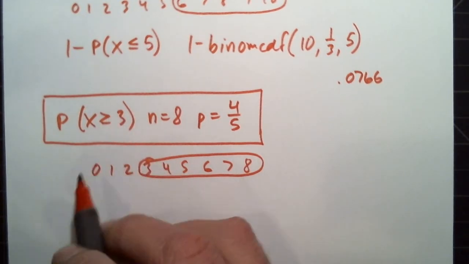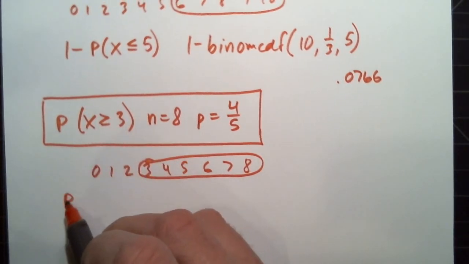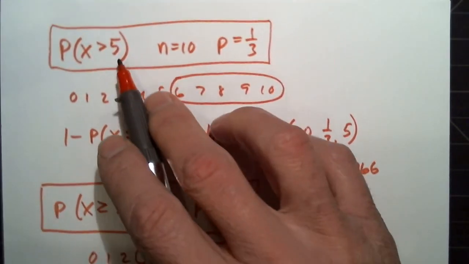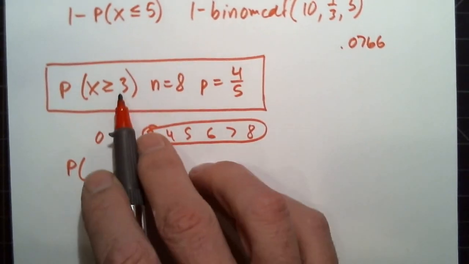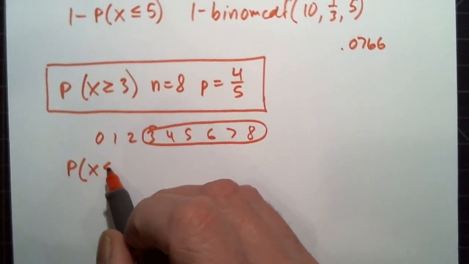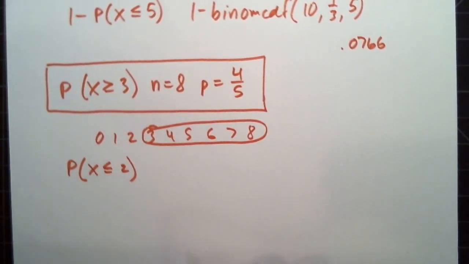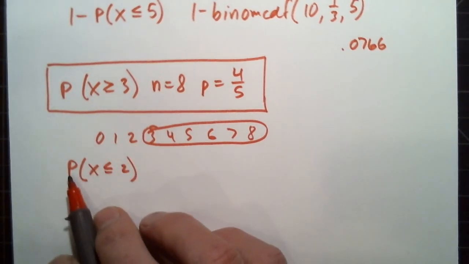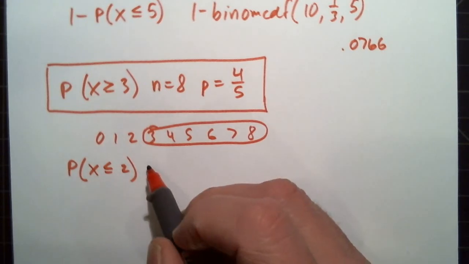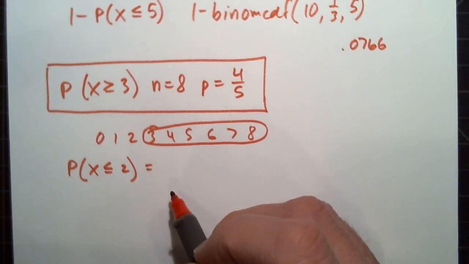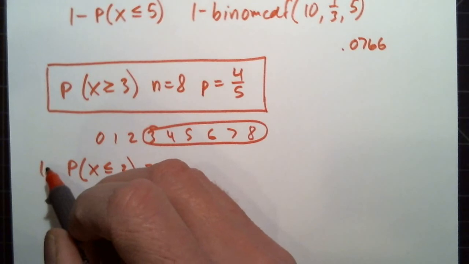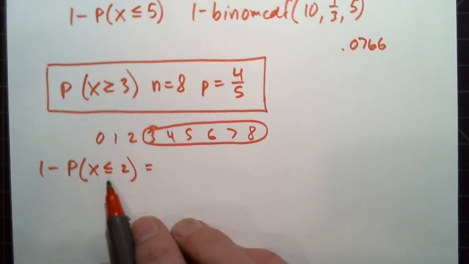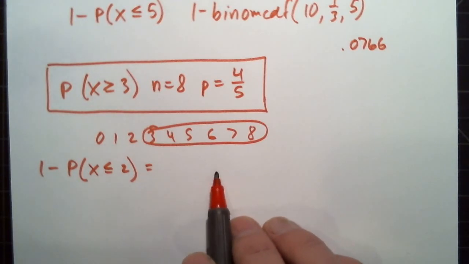That means we don't want 2 or less. So now we have to be careful here. In the previous problem, we were able to keep the same number, but in this one we have to go down. X is less than or equal to 2. We don't want the 2 or the 1 or the 0. Probability that X is less than or equal to 2. And we'll have 1 minus that. So 1 minus the probability of what we don't want will equal what we do want.